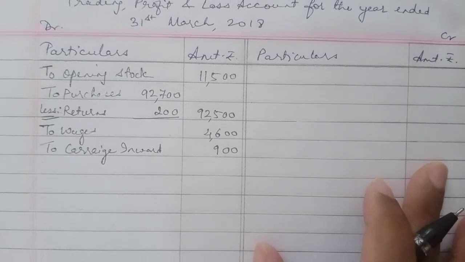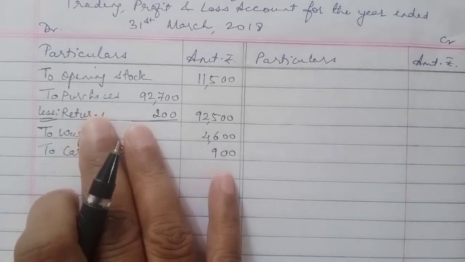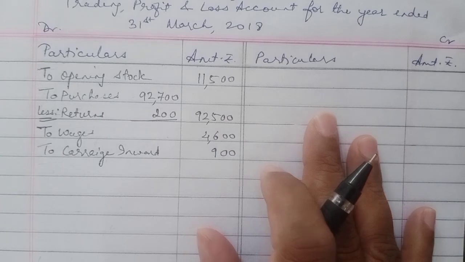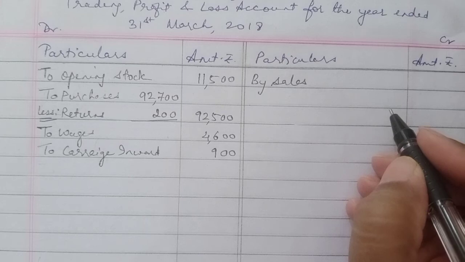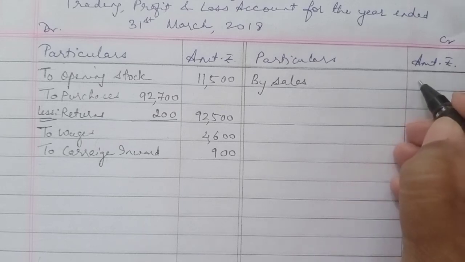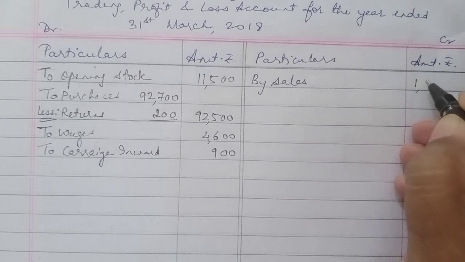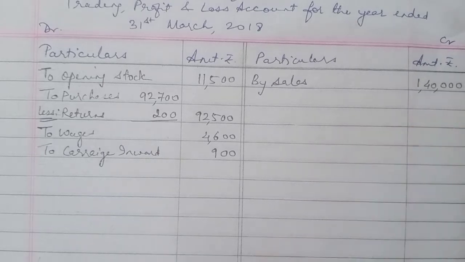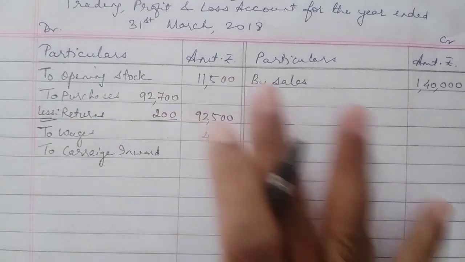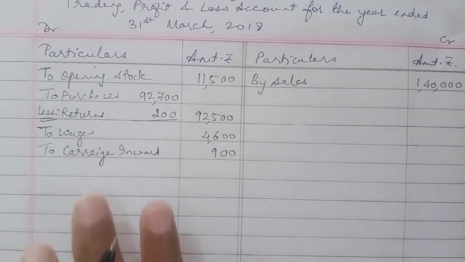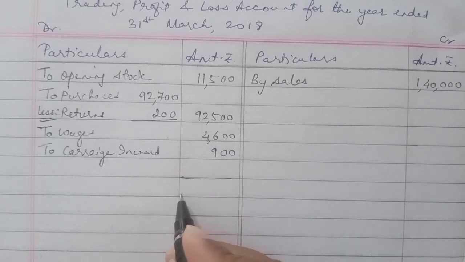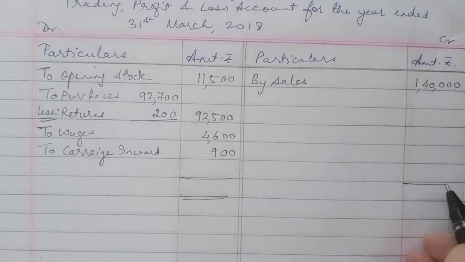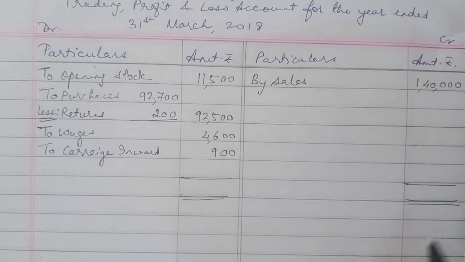Now we come to the credit side. Now we have taken purchases on the debit side and we'll be taking sales on the credit side of the trading account. By sales. Now there are no sales returns. Therefore, directly we take the value of sales in the amount column, 1,40,000. Now these are the items which are given in the trial balance which relate to the trading account. Now after this we'll leave some space and we'll make the totals. We'll be finding out the gross profit or gross loss after making all the adjustments.